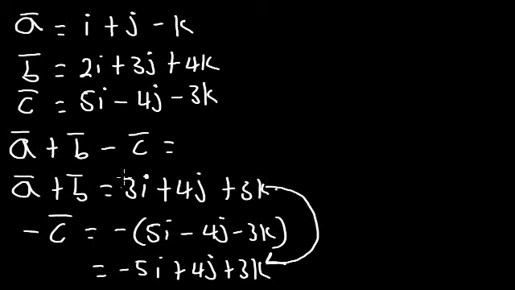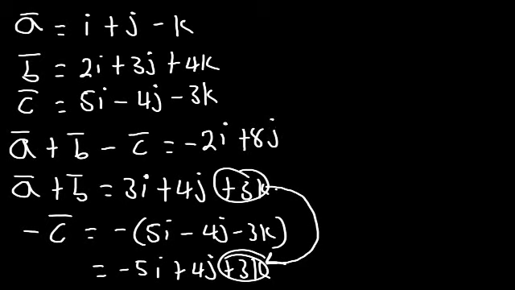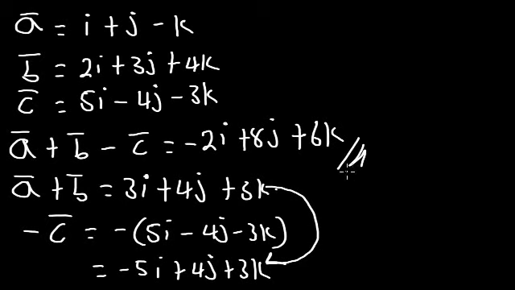So finally, our final answer will be 3i plus negative 5i, and that will be negative 2i. Then 4j plus 4j, that will be 8j. Then what about 3k plus 3k? That will result in positive 6k, and that will be our final answer.